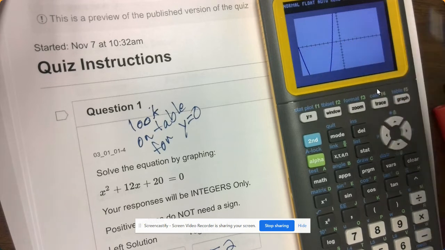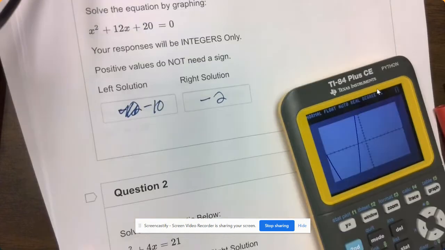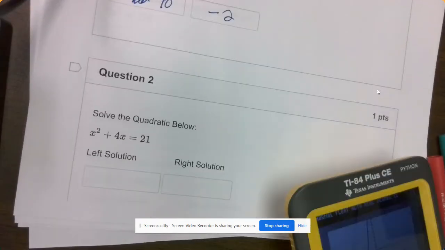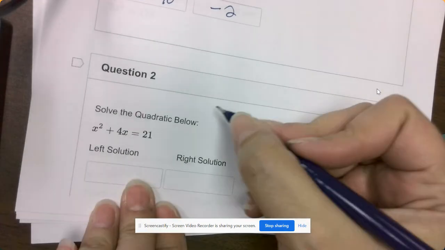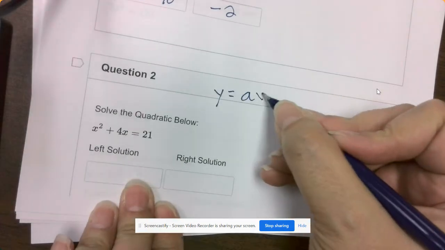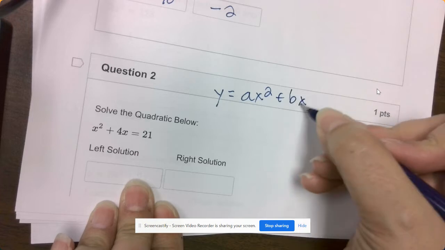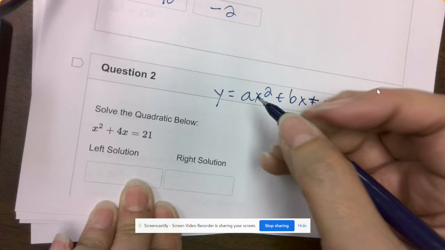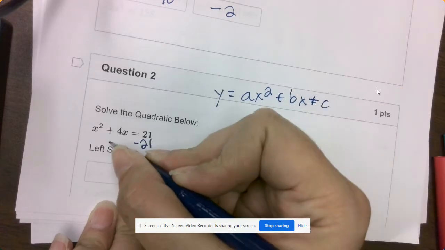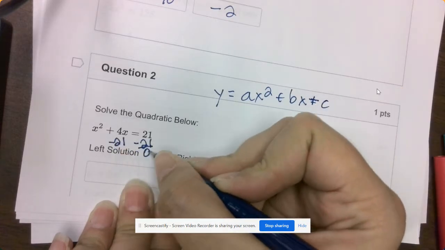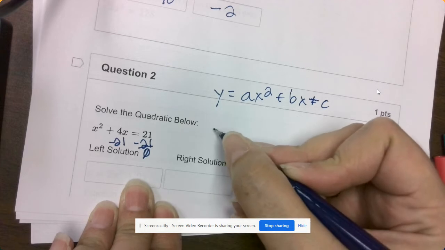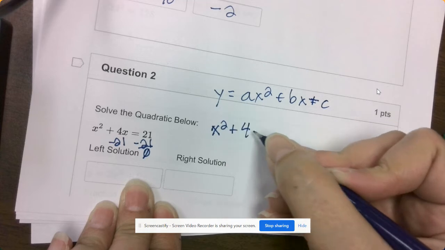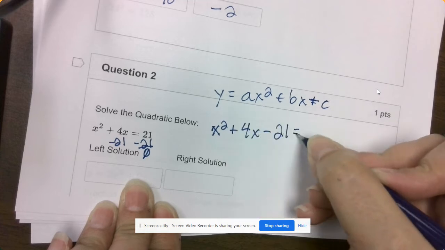Same with this one. So we're going to do this one. We're going to graph it as well. We need to first get it into the standard form. y is equal to ax squared plus bx plus c. So we're going to subtract 21 from each side. That would be 0. So we would have x squared plus 4x minus 21 is equal to 0.